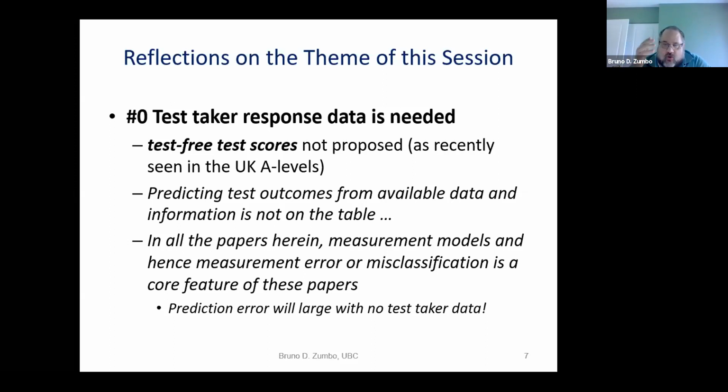The first thing that struck me, of course, is that all the papers here talk about have some notion of measurement error, implicit or explicit in their models, and this could be measurement or misclassification error. It's a core feature of all of these papers. The problem I have with test-free test scores is, first of all, I don't know how to quantify prediction error, but we can kludge one up, we can put something together. Unfortunately, the ones that were used recently were way off the mark. In fact, the prediction error there was probably much larger.